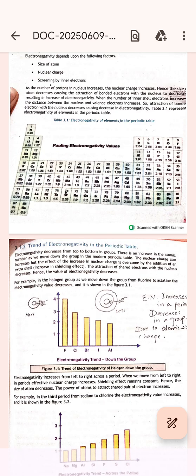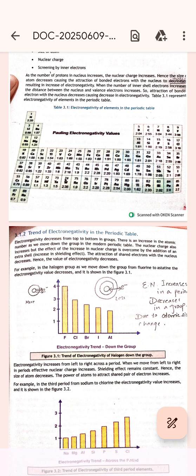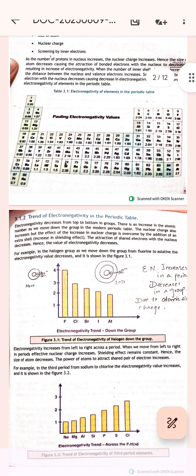So here is the table in which the Pauling electronegativity values are given. For hydrogen it is 2.20, for boron 2.04, carbon 2.55, for nitrogen 3.04, oxygen 3.44, and fluorine has the highest electronegativity, that is 3.98. So these are the basic electronegativity values given by the Pauling scale.